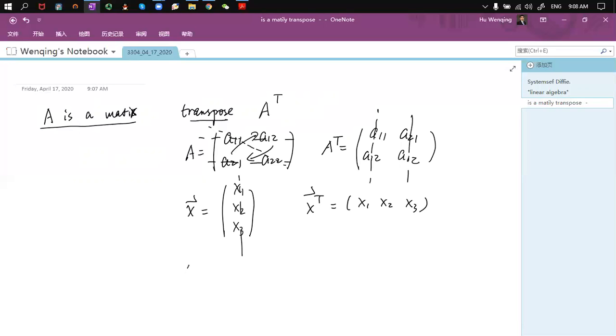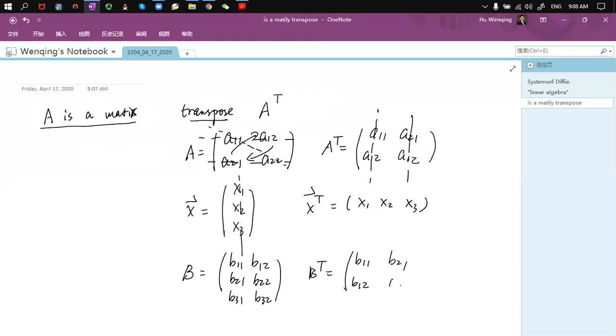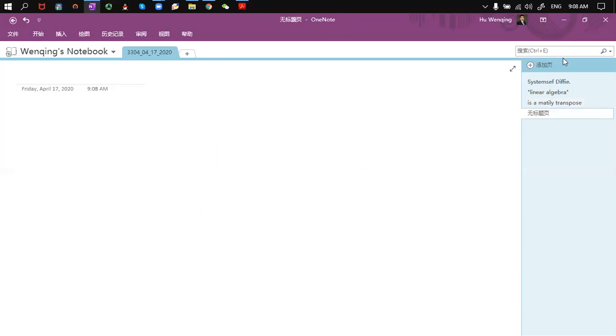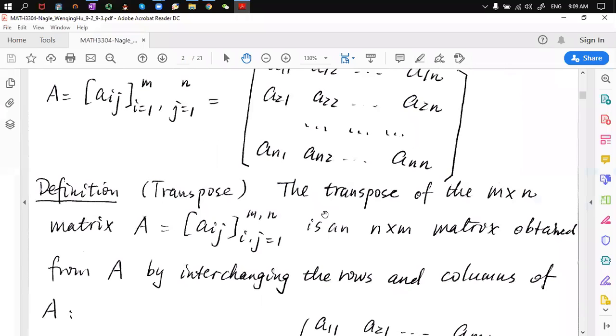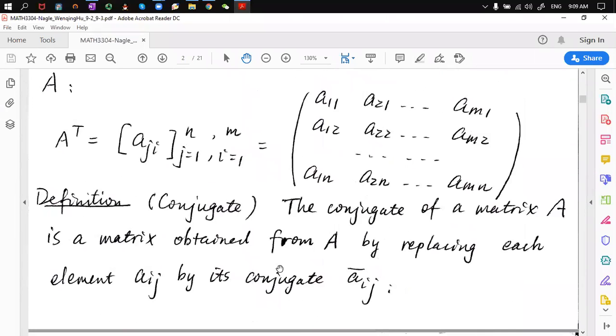So what happens in general? If you have a B matrix, which is B11, B12, B21, B22, and B31, B32, you're going to have B transpose. Then it's going to be B11, B21, B31, B12, B22, B32. So you change rows to columns, you change columns to rows. Is that good for everybody? Okay, so that's what we call the transpose. Very simple way to operate on matrices.